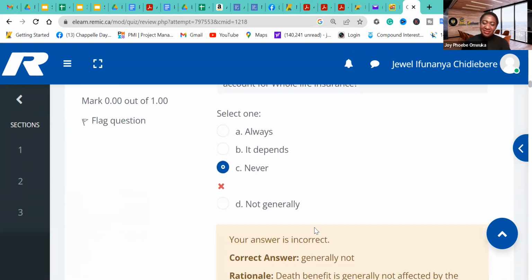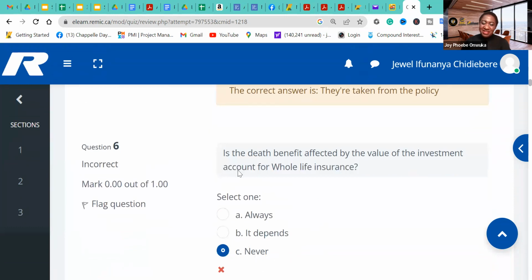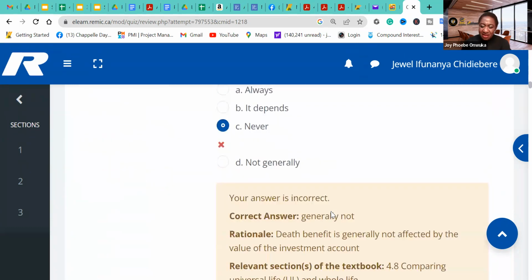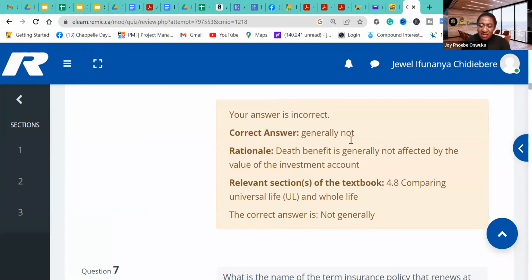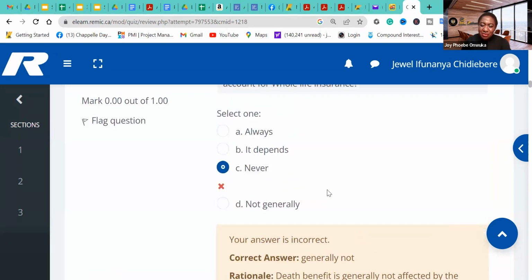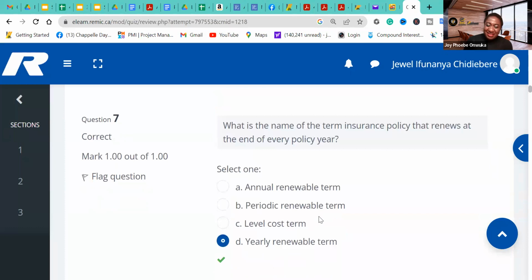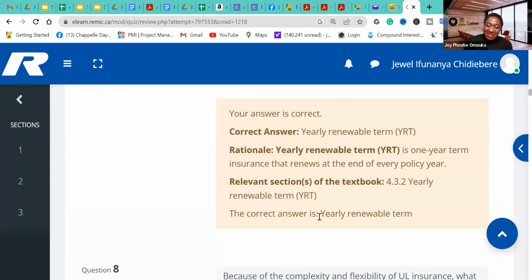All right. Oh, we didn't get this one. It says, is the death benefit affected by the value of the investment account of the owner? I said never. You say no, generally not. Death benefit is generally not affected by the value of the investment account. So what is the difference between never and generally not? Okay, we got this one.